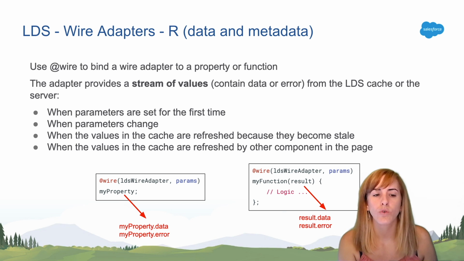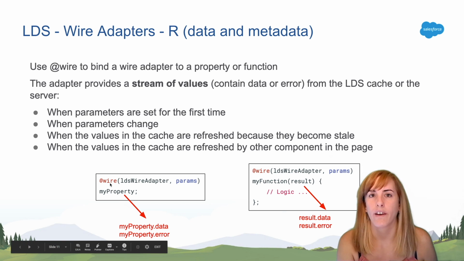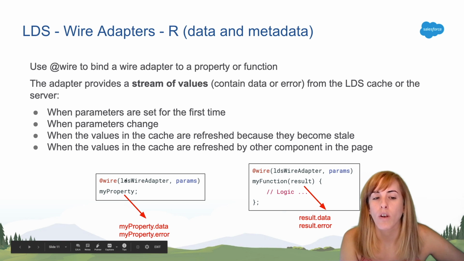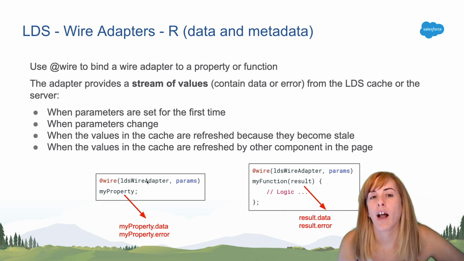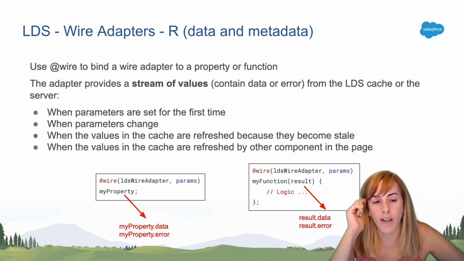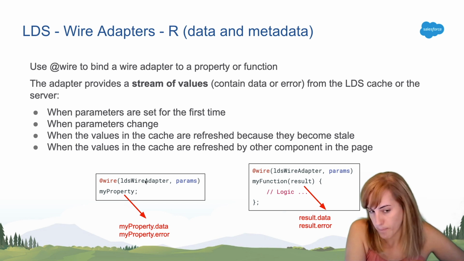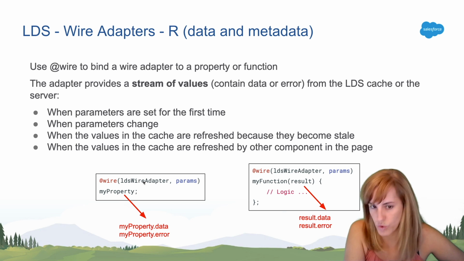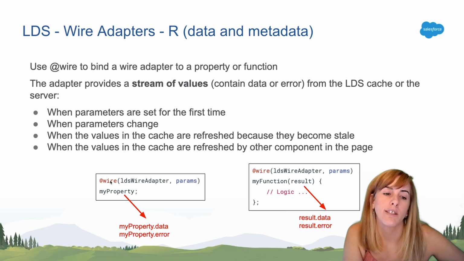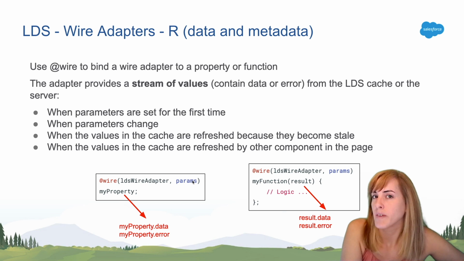For that, we use a decorator called wire, right? And for example, let's imagine that this is the GetRecord wire adapter. Adapters can be imported from a library which is called UI Record API, right? So let's think that this is the GetRecord wire adapter, but I could use others. And then what you do is that you wire that LDS wire adapter, passing in some parameters.